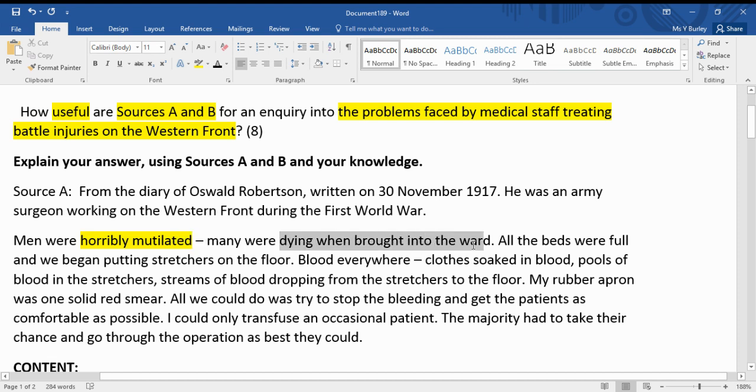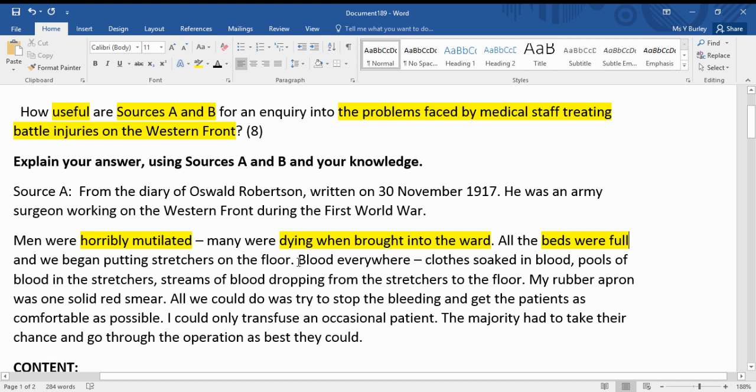Many were dying when brought into the ward. Okay, well that's obviously a clear problem, so I'm going to highlight that. All the beds were full and we began putting stretchers on the floor. Okay, so clearly there was just not enough space. The beds were full, so they didn't have enough space. They had to put lots of the stretchers full of the men on the floor.